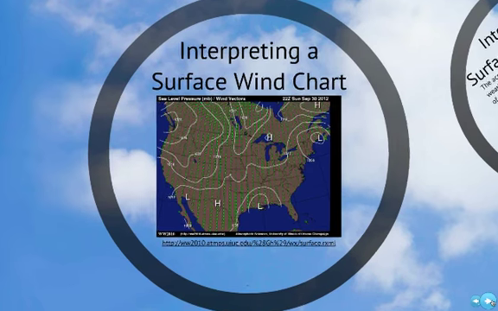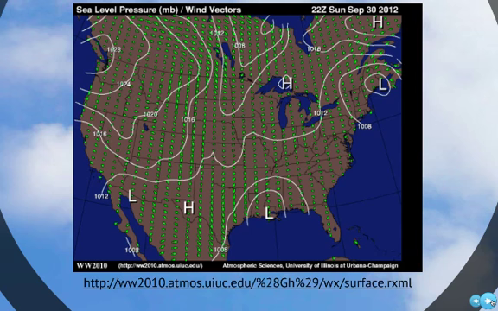On Blackboard, a web link will take you to a site where you can find a surface level wind chart like this one. You'll need to determine the wind direction for 3 locations, including Eastern Virginia. You will need to look at these little arrows called wind vectors to determine the wind direction. The arrows are pointing in the direction the wind is blowing, but remember that wind direction is expressed as the direction from which the wind is blowing from.